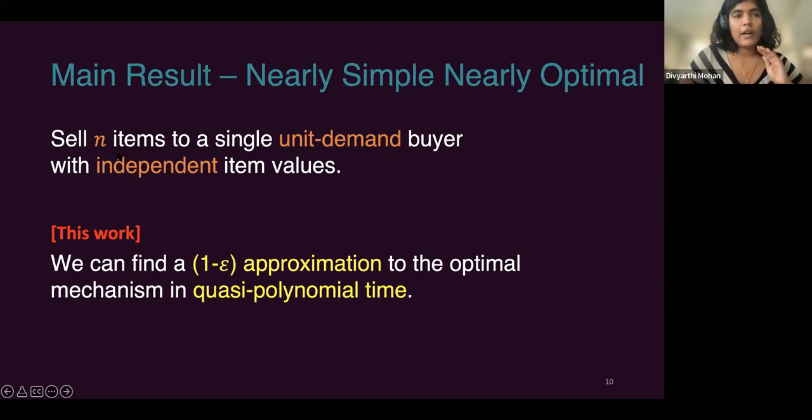We have a seller with n items and a single buyer who is unit demand and has independent values for the items. And we show that here we can find a 1 minus epsilon approximation to the optimal revenue in quasi-polynomial time in n. Okay, so we can get almost optimal revenue in time n to the log n.